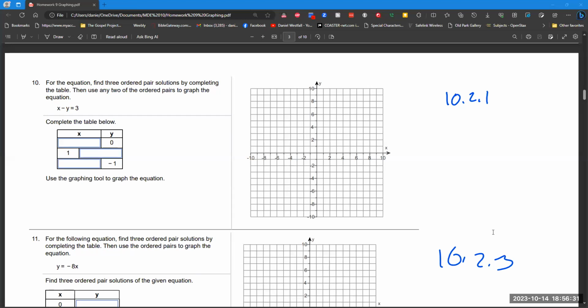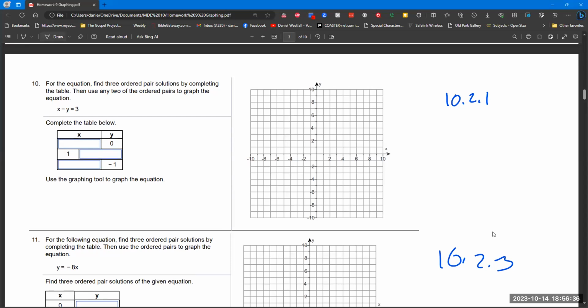So let's go ahead and plug 0 in for y and say that x minus 0 is equal to 3. So x is equal to 3. So we're going to fill in this box here with a 3. And we're going to plot the point (3, 0) there.